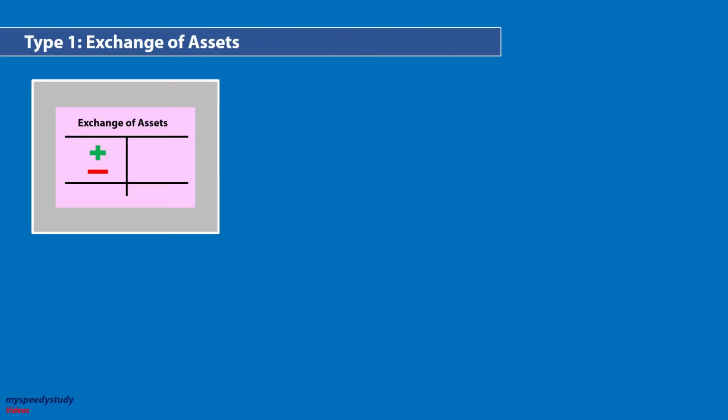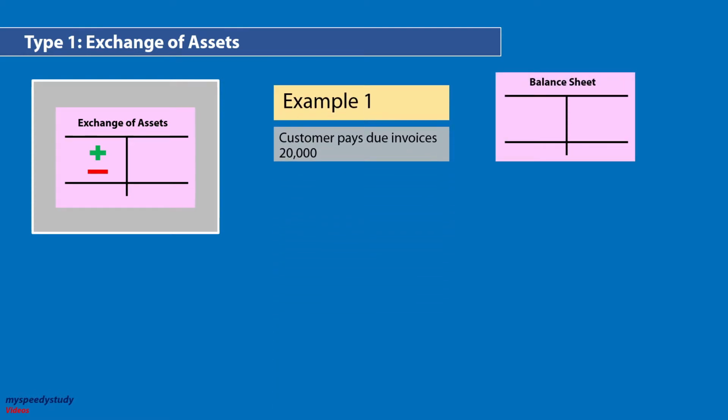We come to our first example. A customer pays due invoices, let's say for 20,000. Now, due invoices imply that there is an existing receivable created by a previous sale. The sale itself is another business transaction. Here, it is only about the money coming in. Therefore, the receivables will decrease and the cash position, bank, increases. Naturally, the balance sheet totals are unchanged.